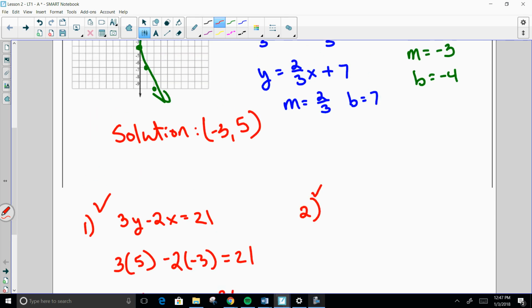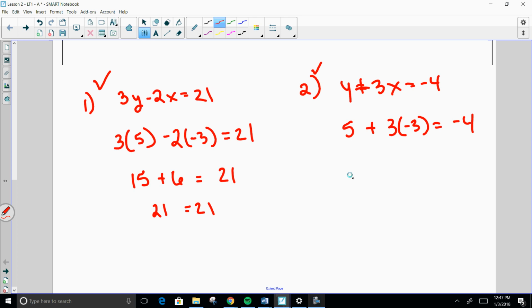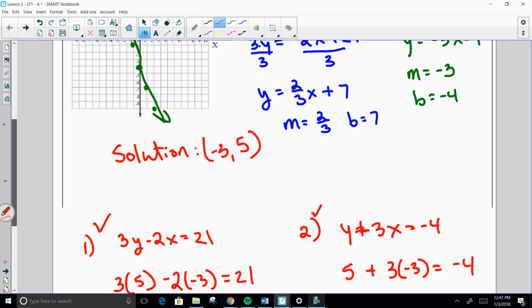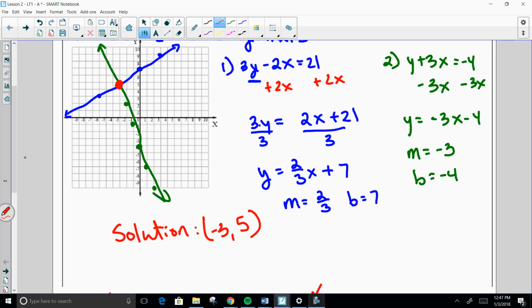So then I'm going to do the same thing for number 2. Number 2's equation was y plus 3x equals negative 4. So plug the solution in. 5 plus 3, instead of the x, I'm going to replace it with what x is, equals negative 4. So now we do the algebra, order of operations. That becomes 5. 3 times negative 3 is negative 9, equals negative 4. 5 minus 9 is negative 4, equals negative 4. So notice what happens. Both equations are equal when we plug the numbers back in. That means that this is the solution.